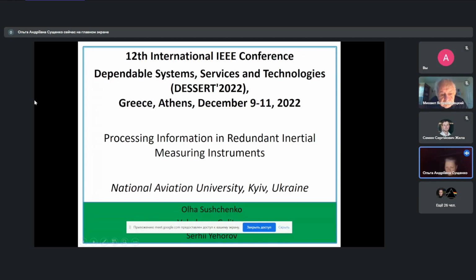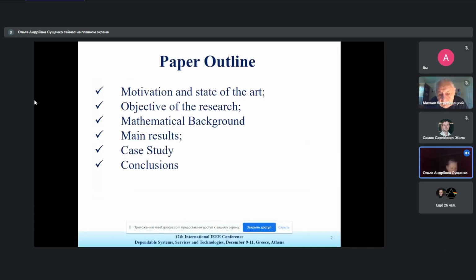And as you can see, there is no electricity in my district of Kiev. Sorry for this view. I am sorry.